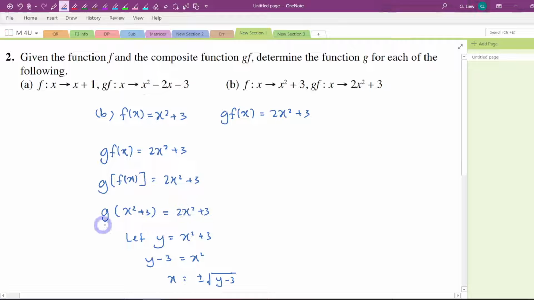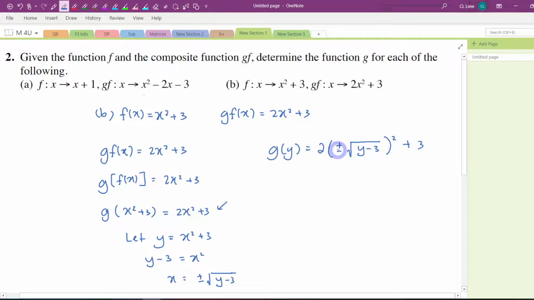Let's go back to this step. Look at this one. g of y is equal to 2x squared plus 3. Since I already replaced this one by y, we want to replace the x by y also. I know that x is equal to this, right? So the next step, I'm not going to write x, but I'm going to replace x by this whole thing. So 2 times plus minus square root of y minus 3, squared, plus 3.